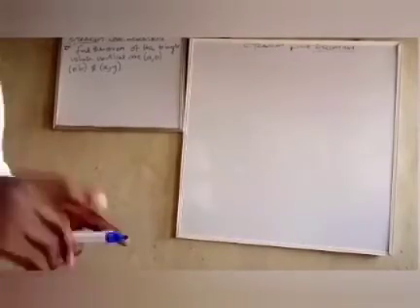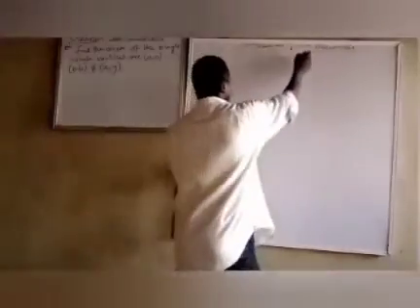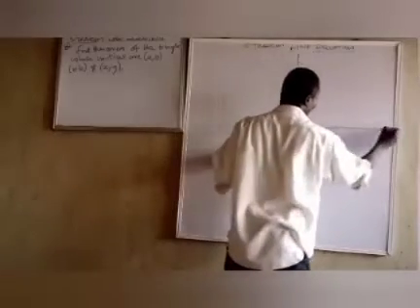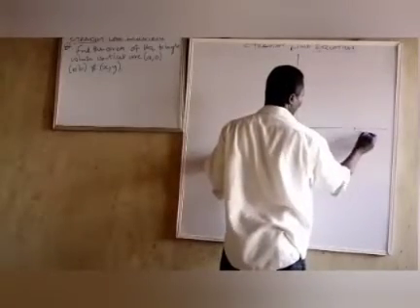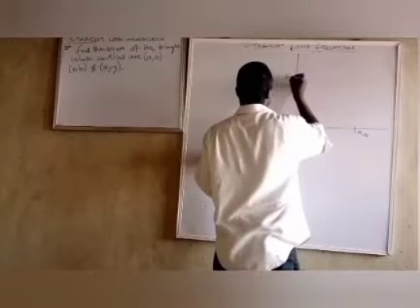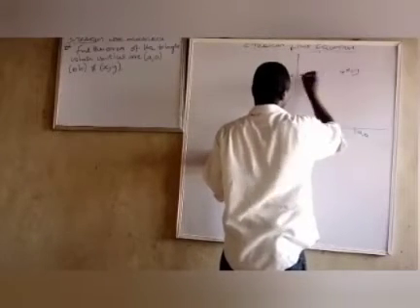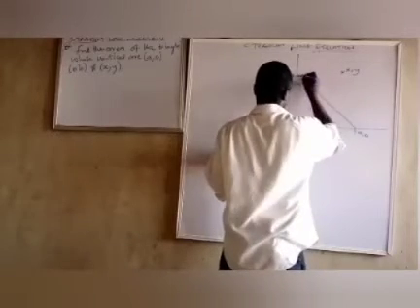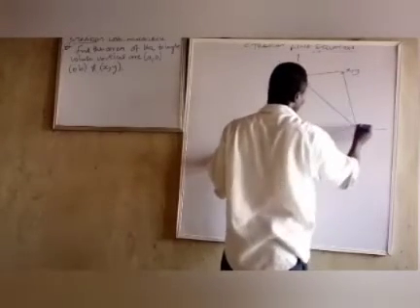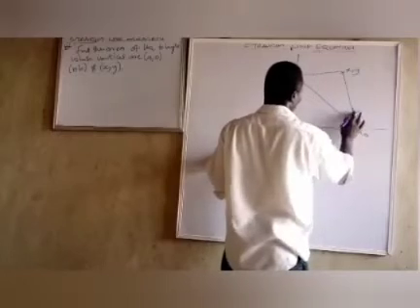The question reads, find the area of the triangle whose vertices are A, 0, 0, B, and x, y. Now let's look at what that looks like. So we have it like this: A, 0, 0, B, and x, y. We want to find this area.